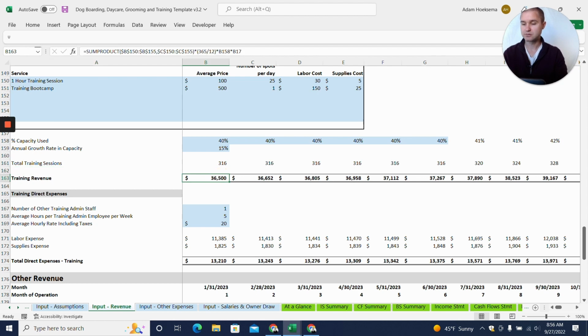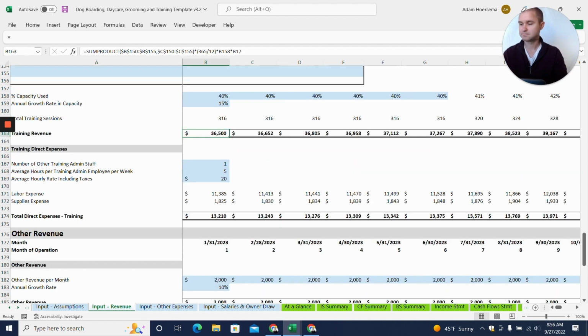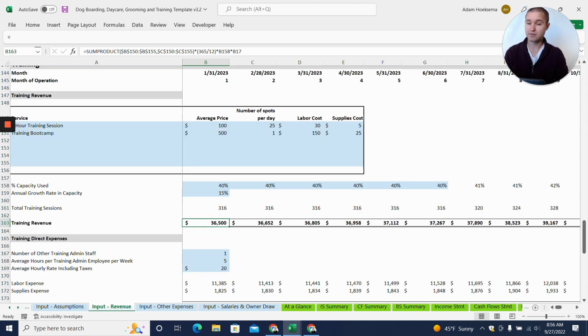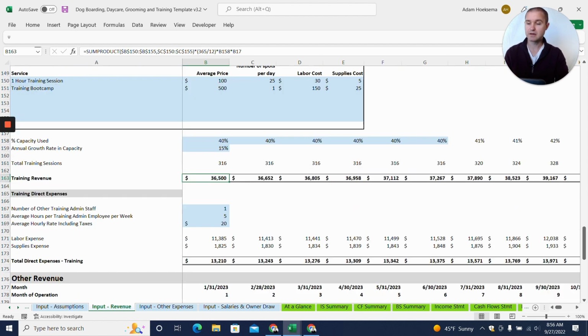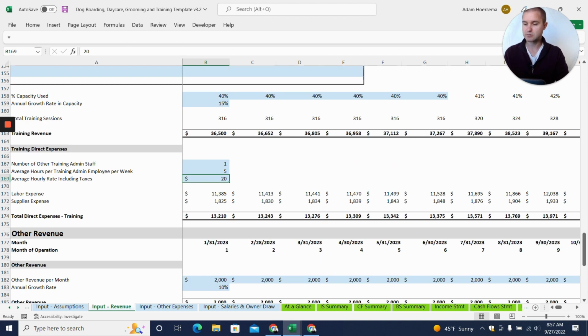And then this is our total training revenue, $36,500. And again, we'll have training direct costs. Now, we've already got the labor cost built in up here, but there could be some other direct costs like admin staff for the training portion of your business. Maybe you have someone responsible for setting up the training, getting appointments set, getting people their information that is separate than the trainer themselves. And so maybe they just work 5 hours a week at $20 an hour for the training business. So you can enter in those assumptions.